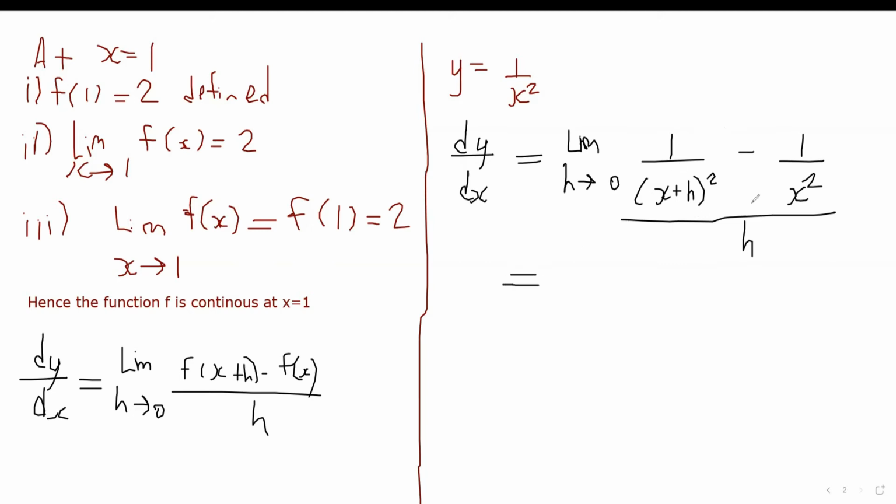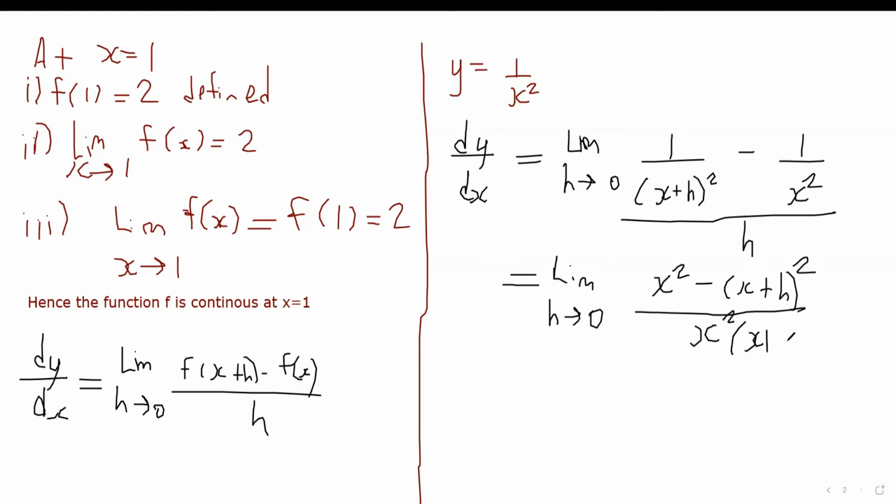Simplifying this, I can multiply up x squared, multiply up x plus h, and write it as one fraction. So this gives us the limit as h approaches 0 of x squared minus (x plus h) all squared over x squared times (x plus h) all squared. That's what the numerator works out to be. And all of this is being divided by h.